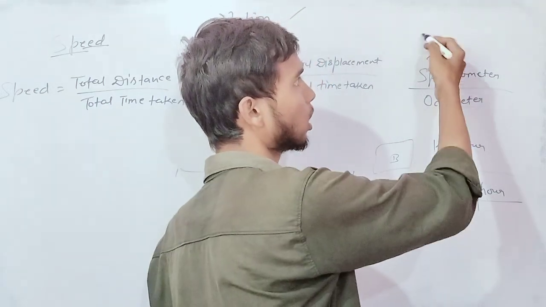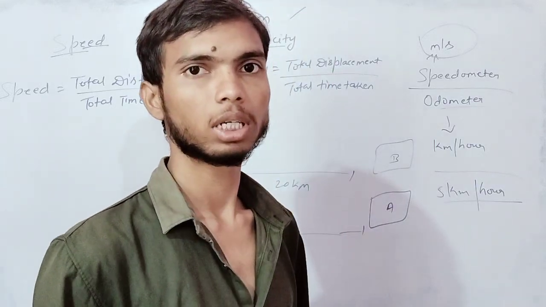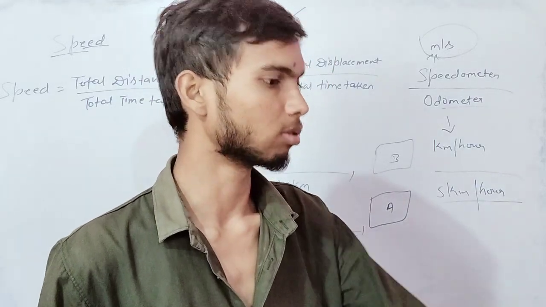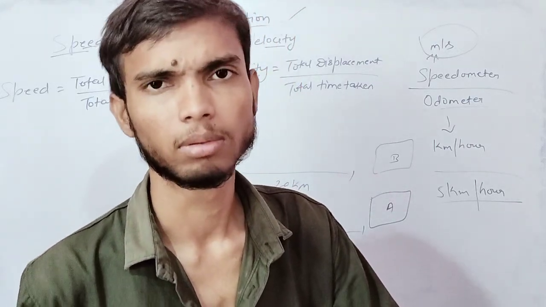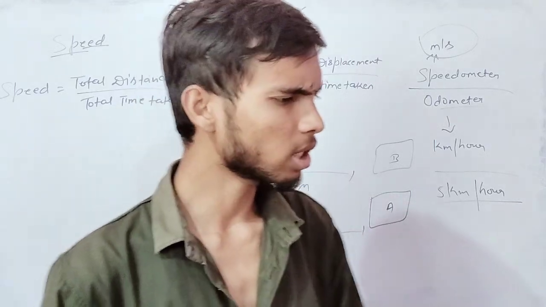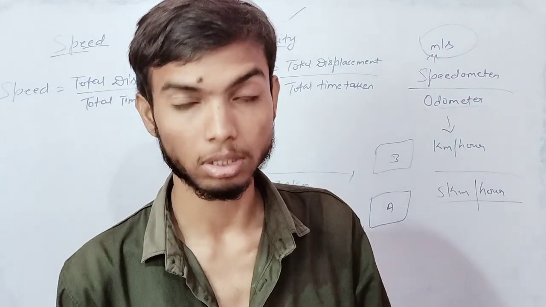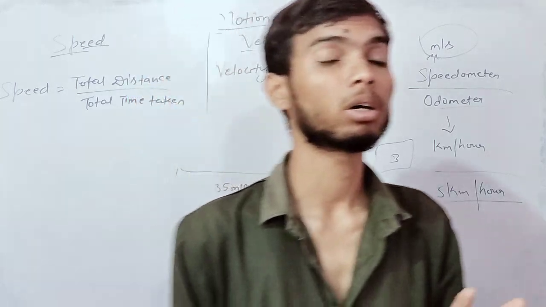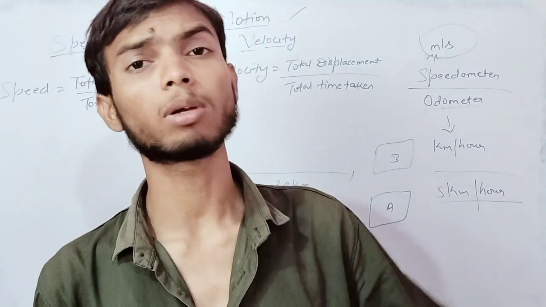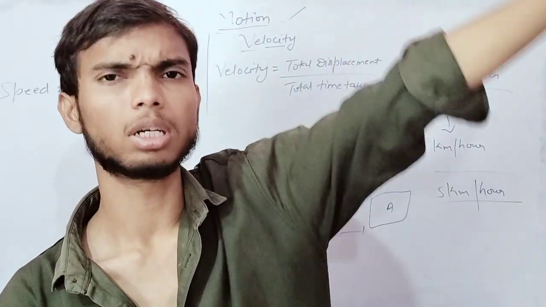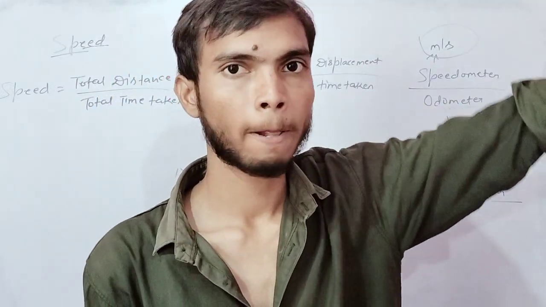You will understand that in 1 second I am covering this many meters. If in 1 second you are covering 1 meter or 2 meters, you will understand that my vehicle is moving very slow. If in 1 second you are covering more meters, then it means your bike is covering more meters in less time. It means your vehicle is moving very fast.